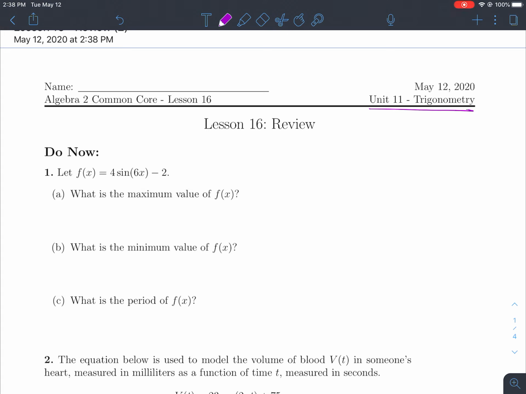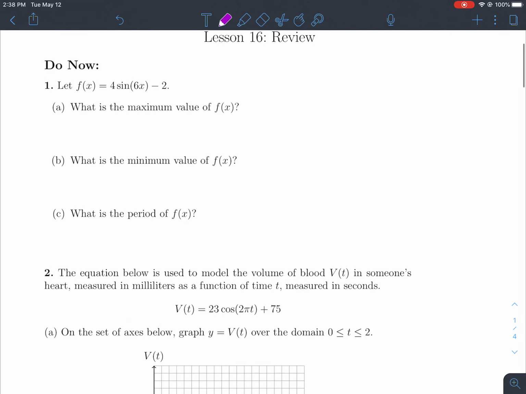We did like two halves, first half, second half. We're going to do a final review of everything we've learned this unit, and then we're going to do a final test on Delta Math on Thursday for our next class. All right, so here we go.